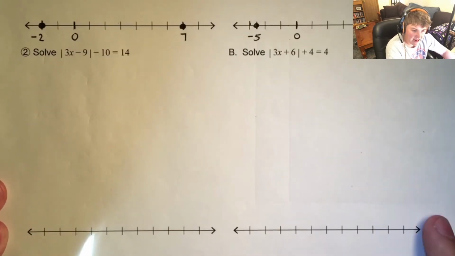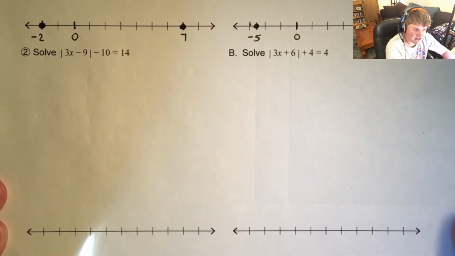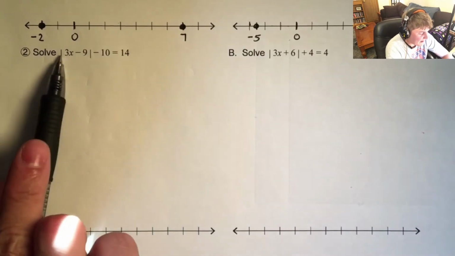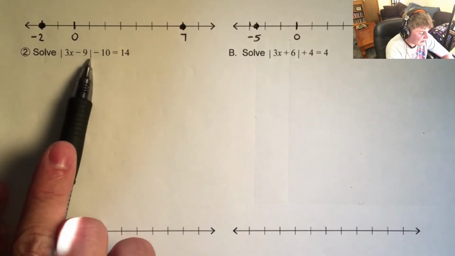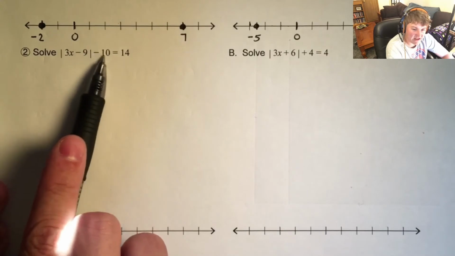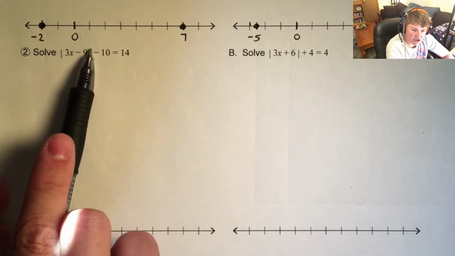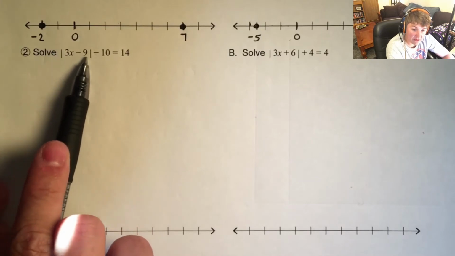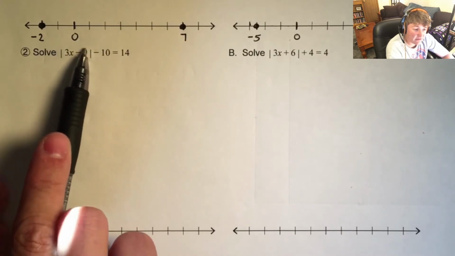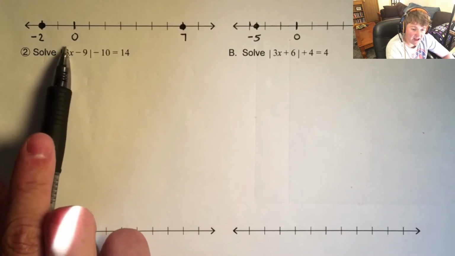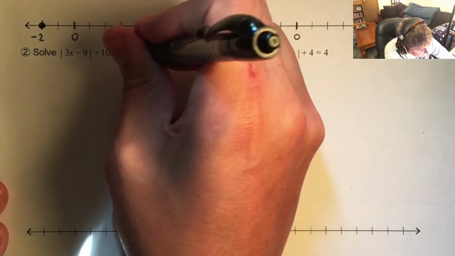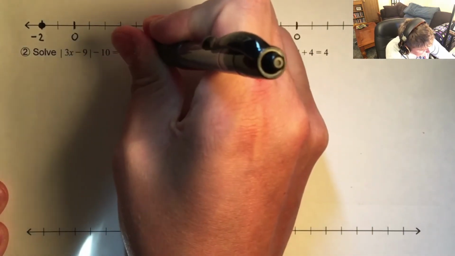Well, this one's not quite in that shape, right? I have the absolute value of 3x minus 9, but then I'm subtracting this extra 10. So what we need to do is treat this whole absolute value symbol as if it was a variable. And we want to try to get the absolute value symbol isolated. So I'm going to put that down as a little note.